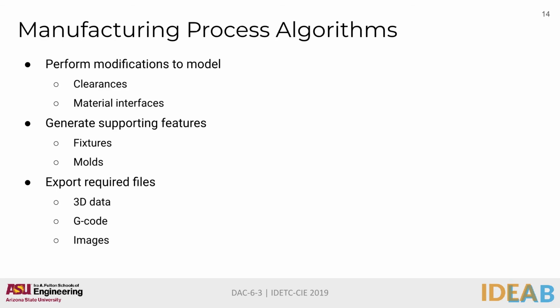Using the above operations and features, we can define a number of manufacturing process algorithms. We can perform modifications to a model, such as adding clearances around inserted parts or generating material interfaces. We can generate support features, such as fixtures and molds. And we can prepare and export the required files for different processes, such as 3D models, G-code, or images. Next, I will show two simple examples of part modification algorithms for different part classes.